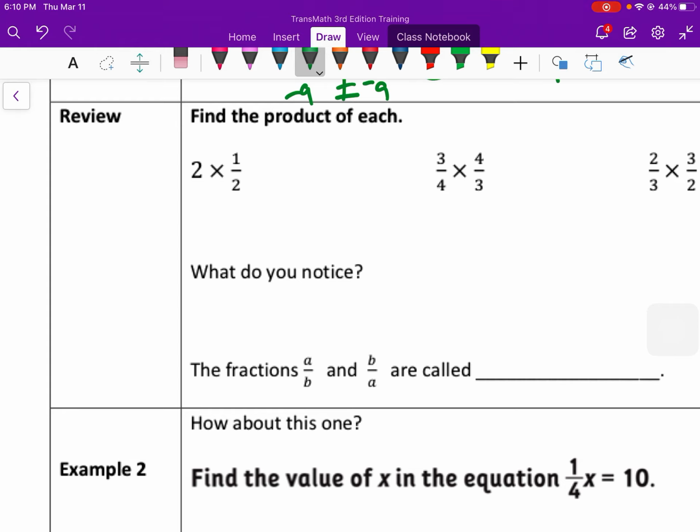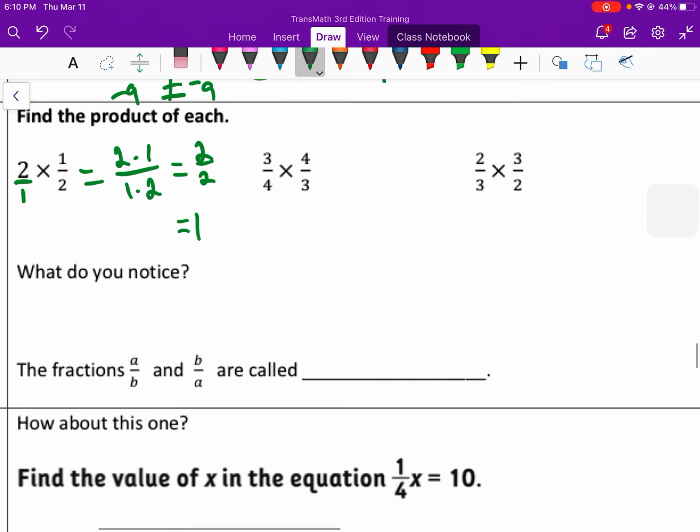So now let's review. Let's find the product of each of these three. When we take 2 times 1/2, it's the same as 2 over 1 times 1/2. And so we multiply straight across, which becomes 2 times 1 over 1 times 2. Anything times 1 is itself, so that's the same for the top and the bottom. And 2 divided by 2 is just 1.